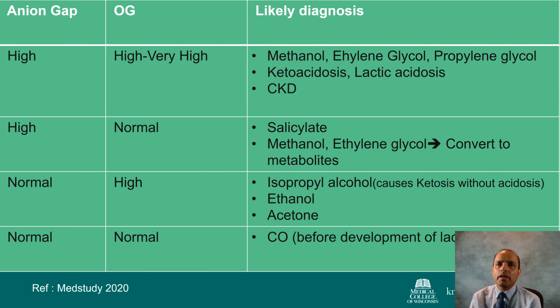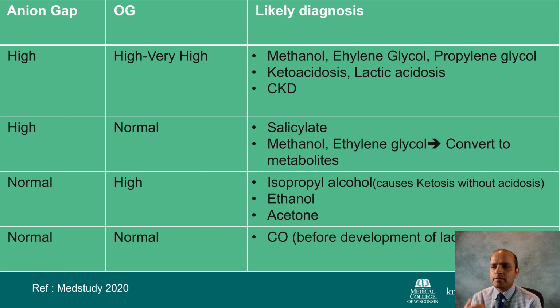All right, this table is a really important table. It helps you answer many questions in the exam. As you can see here, whenever you have a very, very high anion gap, you need to be thinking about alcohols like methanol, ethylene glycol, or propylene glycol, and sometimes we can also see it with ketoacidosis and lactic acidosis. On the other hand, isopropyl alcohol, ethanol, and acetone won't result in an anion gap. In these three conditions, the anion gap is normal. That helps you distinguish between different kinds of alcohol.